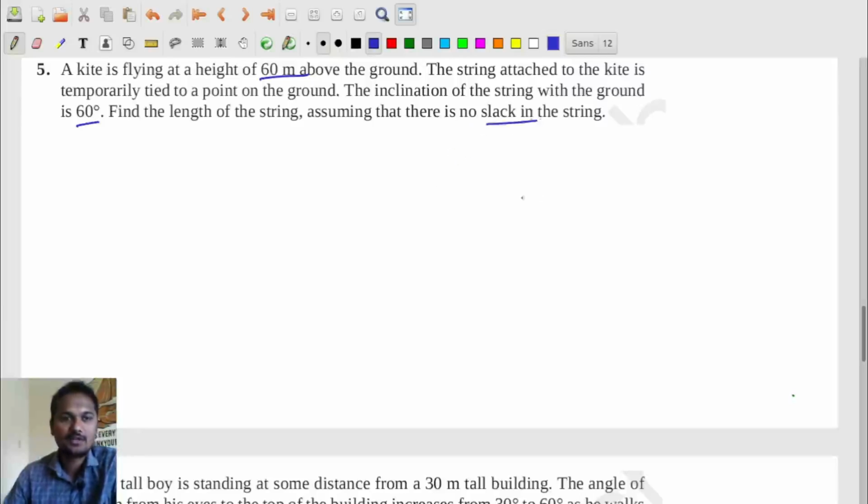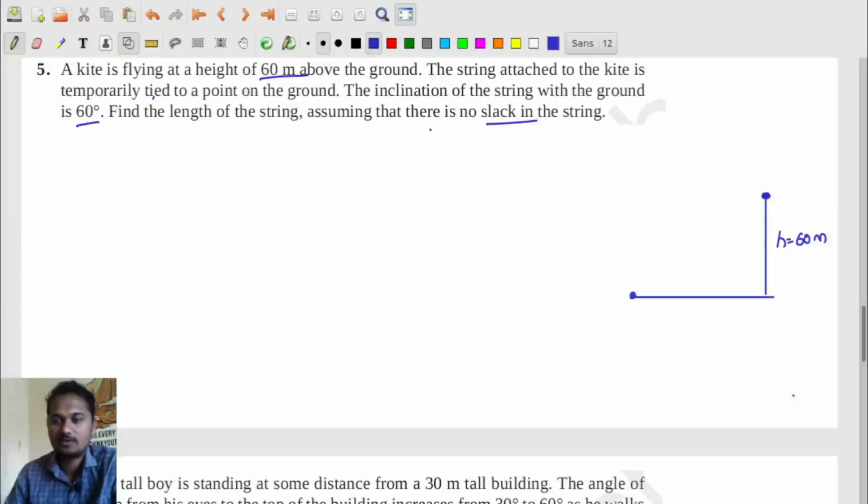So here, let me take this as a base. Okay, so here, this is a kite somewhere here. A kite is flying at a height of 60 meters above the ground. So the height is 60 meters. The string attached to the kite is temporarily tied to a point on the ground. Let me take this as a point on the ground.